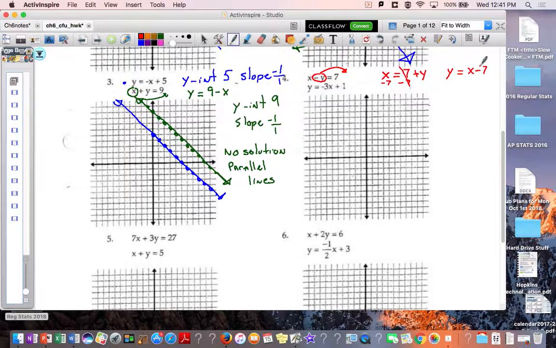So I start at negative 7. 1, 2, 3, 4, 5, 6, 7. Sorry, y-intercept, I'm getting a little fast here, is at negative 7. My slope, 1 over 1. So up 1 to the right 1, up 1 to the right 1. Okay. So I got my line.